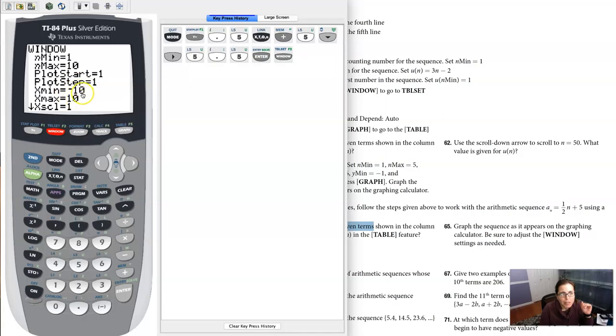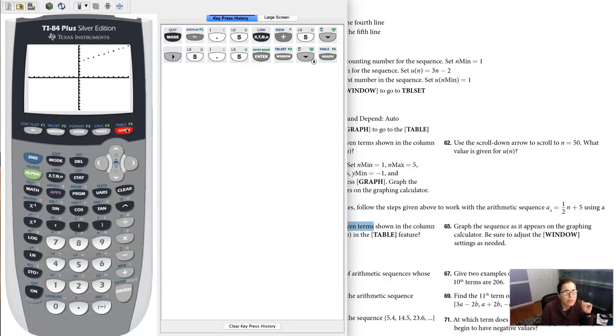I don't know what my x values will wind up being, so I'll leave that at negative 10 to 10. And let me see what the y-axis looks like. Okay, let's just try this and see what it looks like. Taking a look at this graph, you can see I don't need these three quadrants.